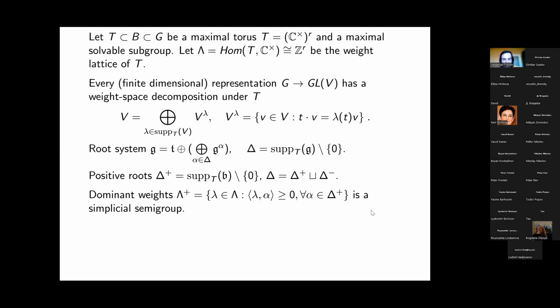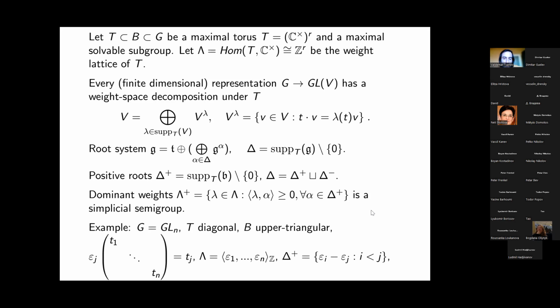And here I have this set of dominant weights. So we distinguish those which pair under the Killing form, or suitably defined orthogonal product on the weight lattice, non-negatively with the positive roots. They will be called dominant weights, and they form a simplicial semigroup. The generators of this semigroup are called fundamental weights.